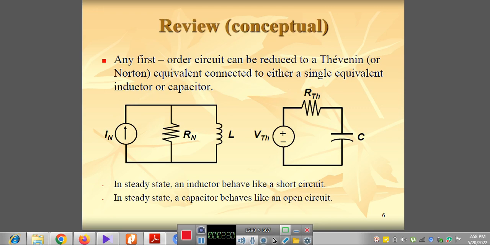Any first order circuit can be reduced to a Thevenin or Norton equivalent connected to either a single equivalent inductor or capacitor. In steady state, the inductor behaves like a short circuit. In steady state, the capacitor behaves like an open circuit.